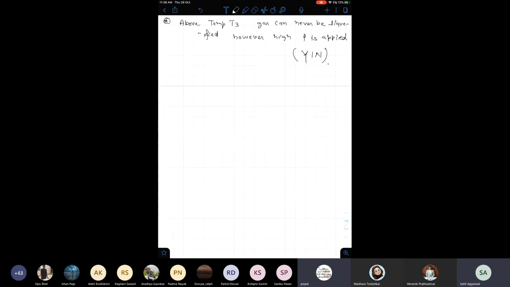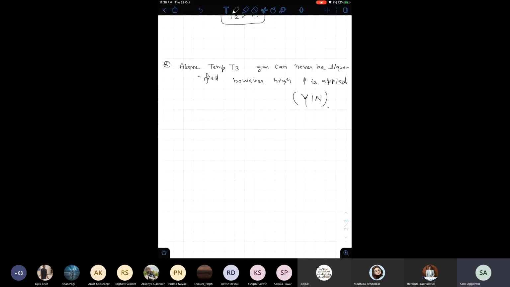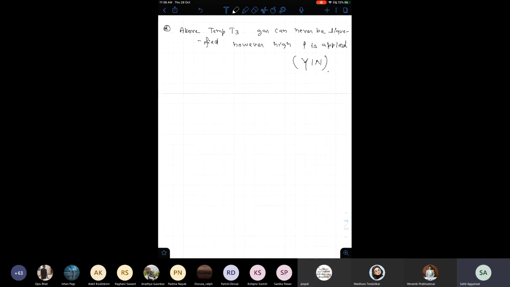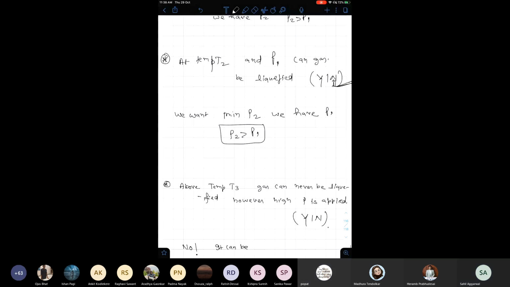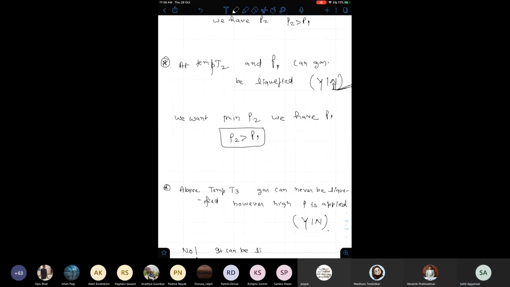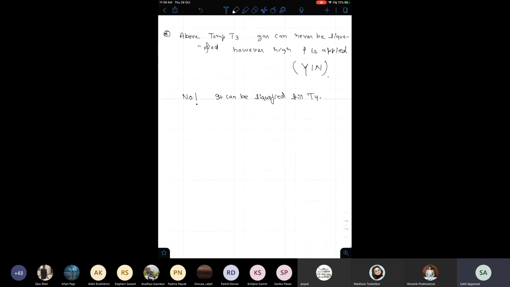No से काम नहीं चलेगा. You should say no. अच्छा, you are saying no for the answer. It can be liquefied. No, it can be liquefied till T4.